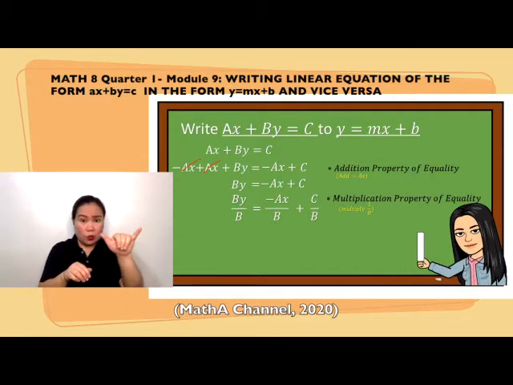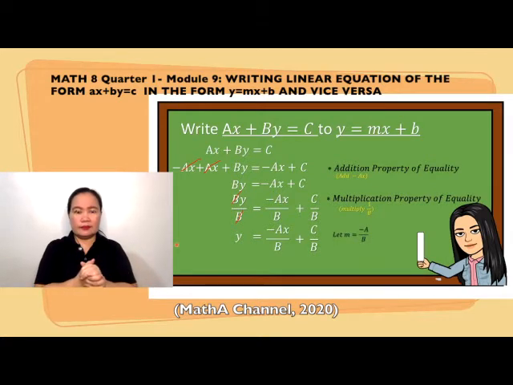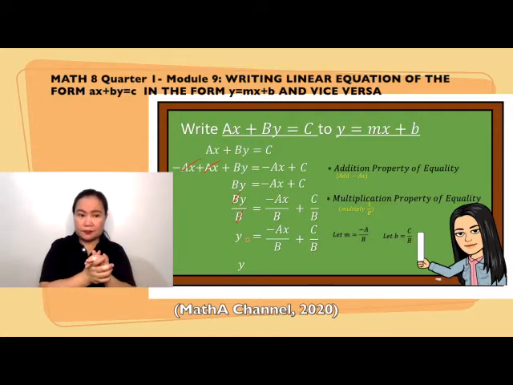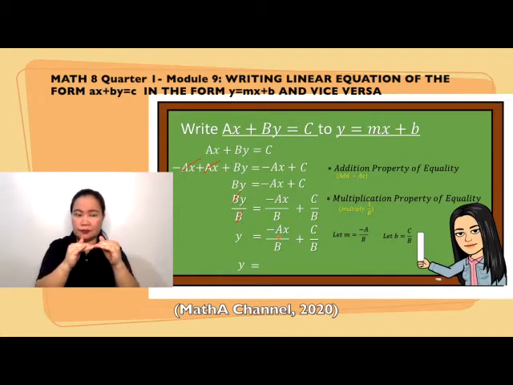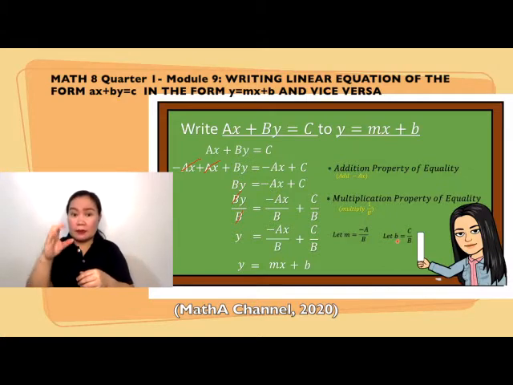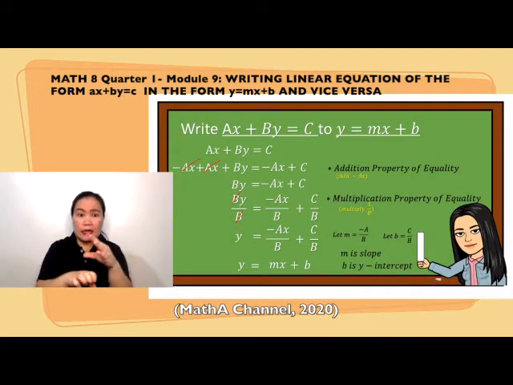Okay, so we can now cancel. By divided by b is now equal to y. And then equals negative ax over b plus c over b. Next, we're going to let m be equal to negative a over b and let b equal c over b. So now, we now have y equals, ang negative a over b natin ay papalitan natin ng m. So, magiging mx plus c over b will be substituted by b. So, nakuha na natin ngayon ang ating slope-intercept form na y equals mx plus b. Again, m is the slope and b is our y-intercept.